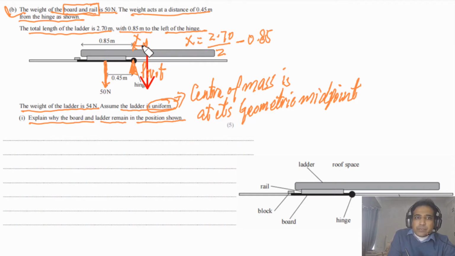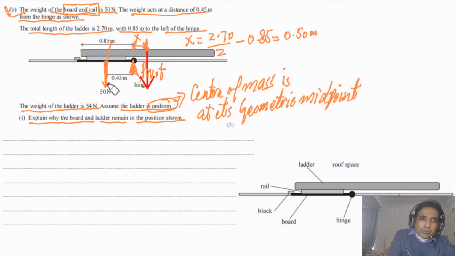Now we need to find this distance. So 2.70 divided by 2 is the distance from this point to the midpoint. Now we need to find out x, so we have to subtract this one. If we subtract this one, we will get 0.50 meters. So x is equal to 0.50.